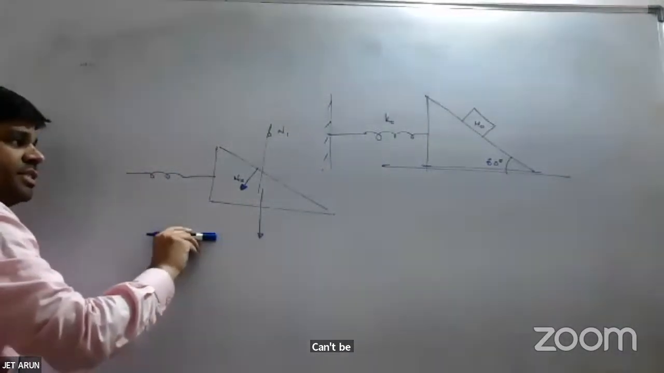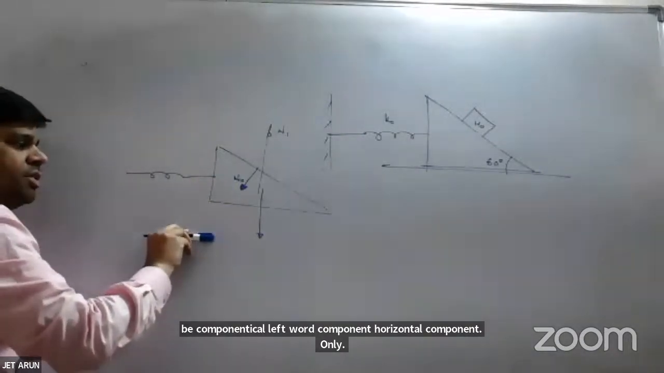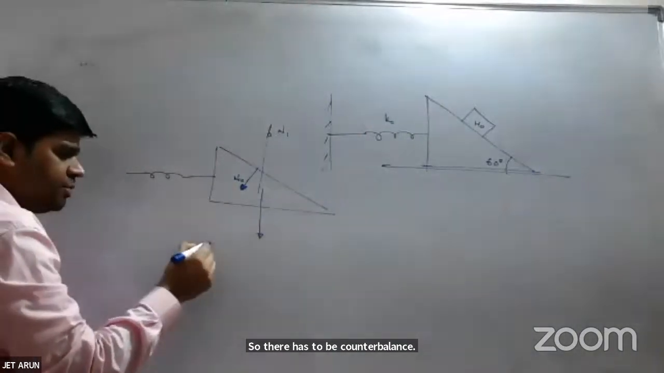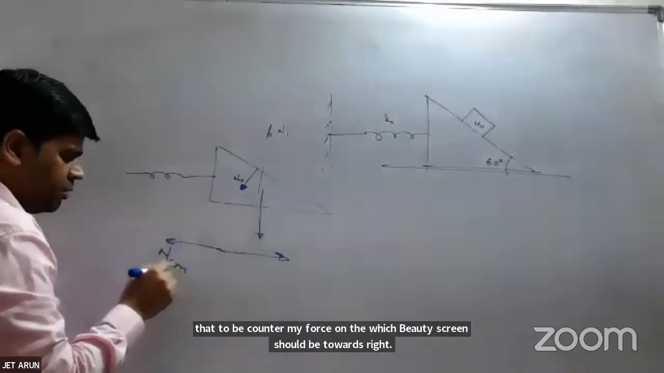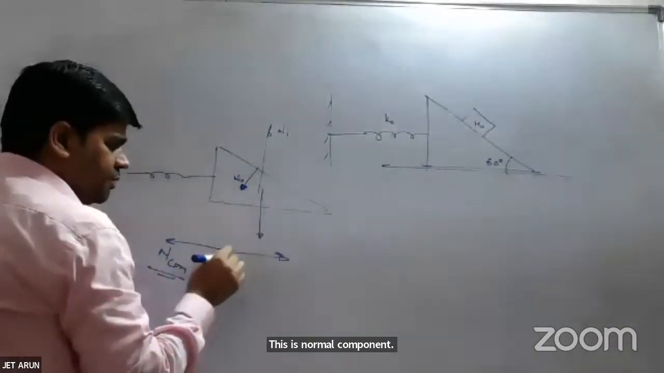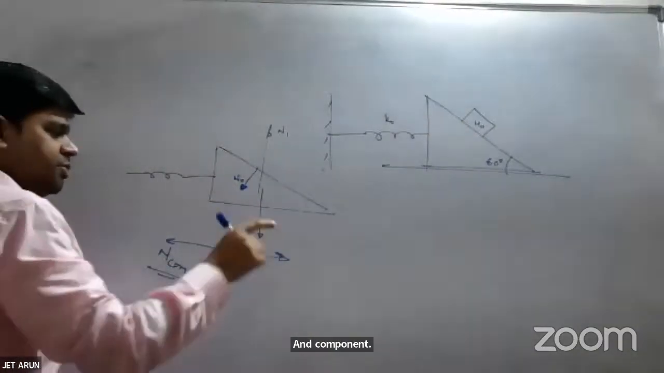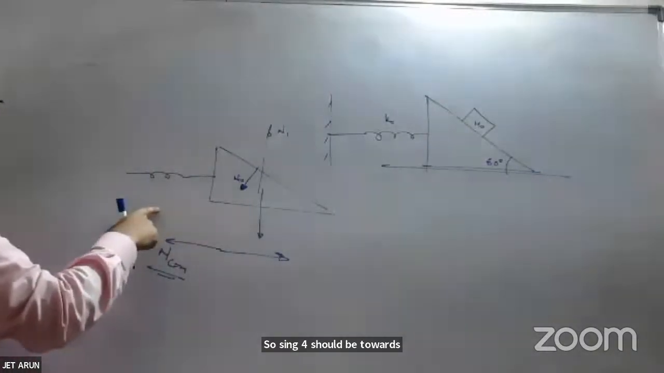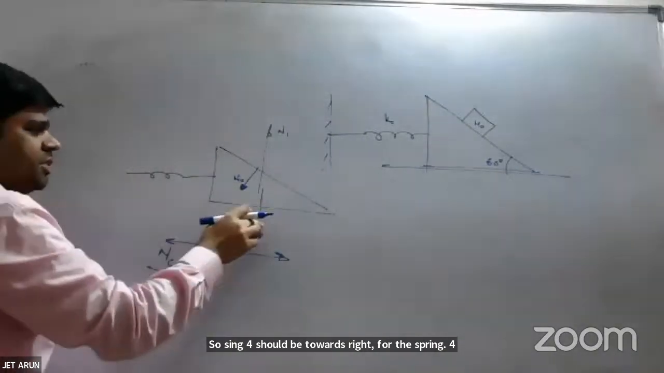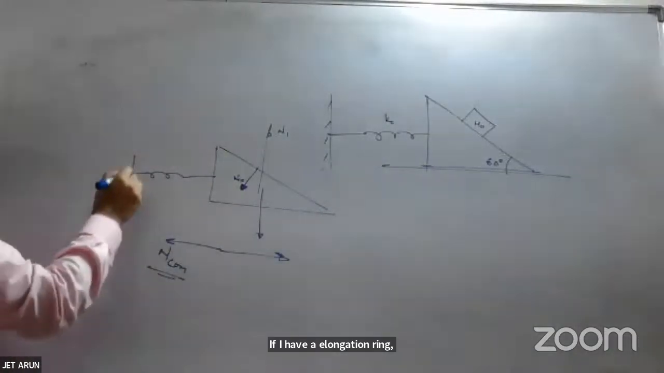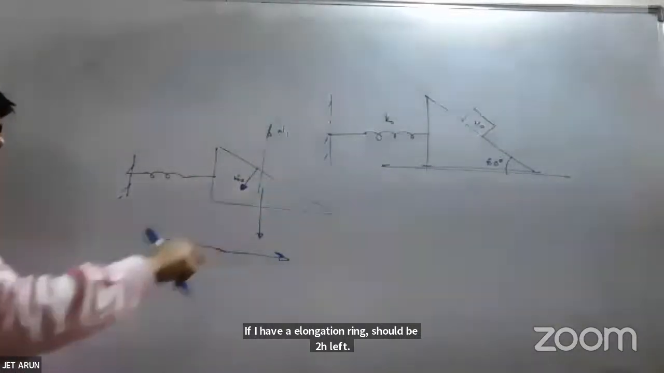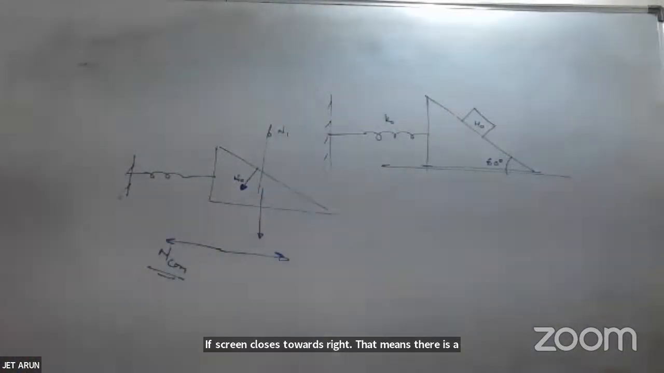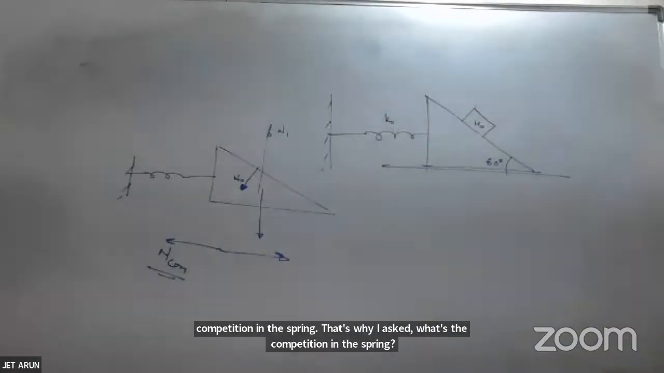Now that has to be counterbalanced. I said it's an equilibrium, so that has to be counterbalanced. For that to be counterbalanced, my force on the wedge due to spring should be towards right. This is normal component, n component. So spring force should be towards right. For the spring force to be towards right, I should have a compression in the spring. If I have an elongation in the spring, force will be towards left. If spring force is towards right, that means there is a compression in the spring. That's why I asked about compression in the spring. Students, is it clear?